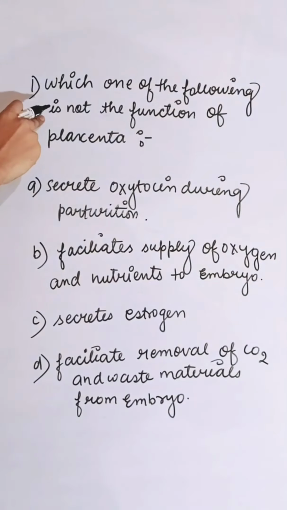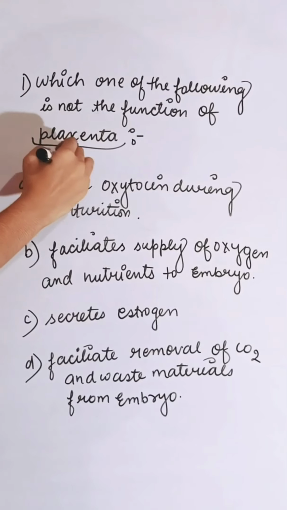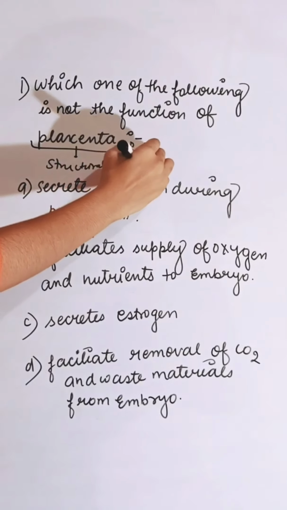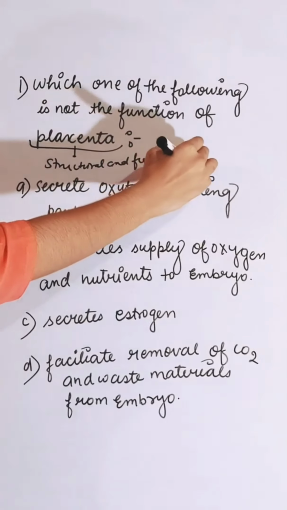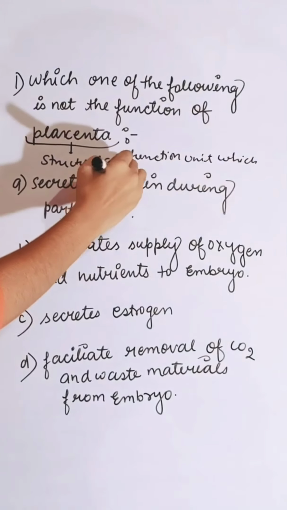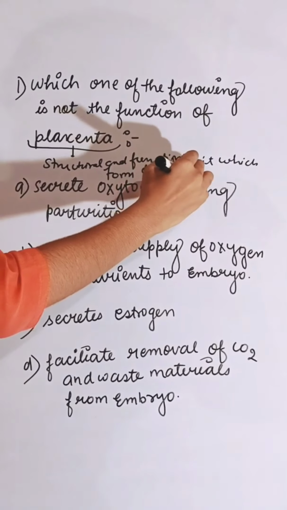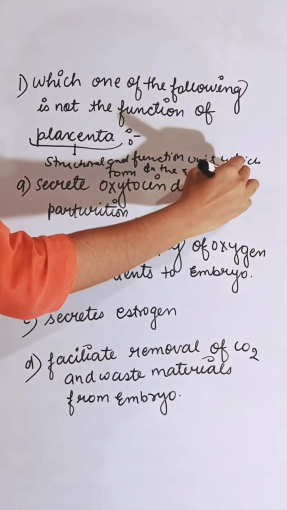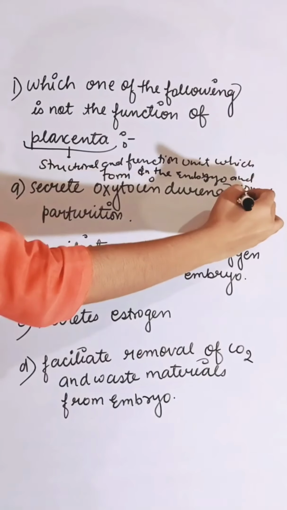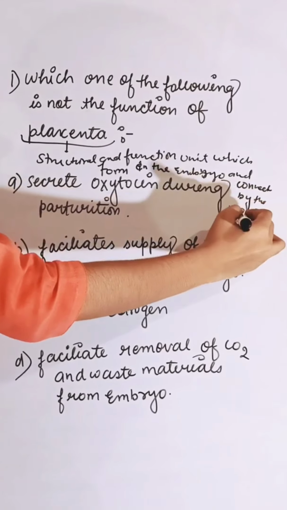Which one of the following is not the function of placenta? Placenta is a structural and functional unit which forms in the embryo and is connected by the mother body.